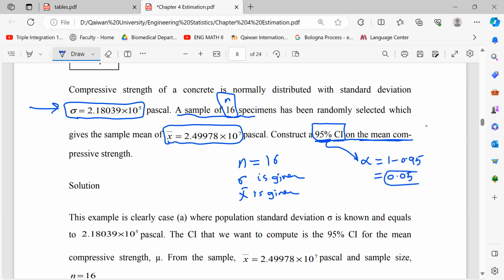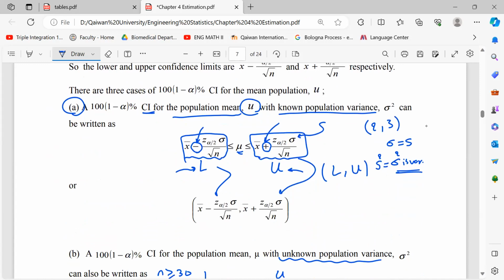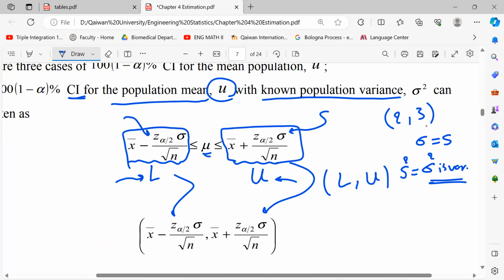This is alpha. Now, we have a table for finding Z of alpha over 2. As in the rule, look at the first one. In the rule, we have Z of alpha over 2. This is Z of alpha over 2. And it also has Z of alpha over 2 here. We have a table for calculating Z of alpha over 2. Okay?